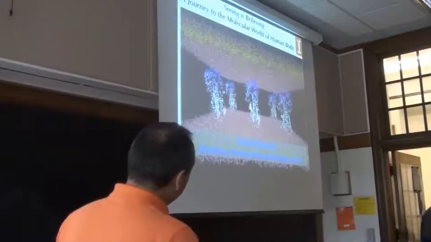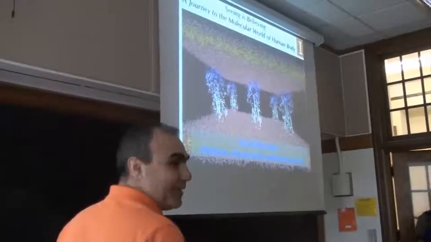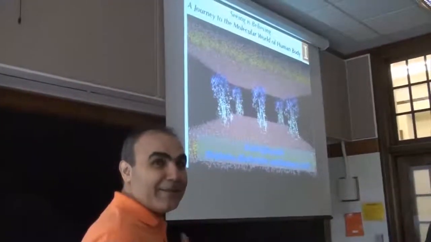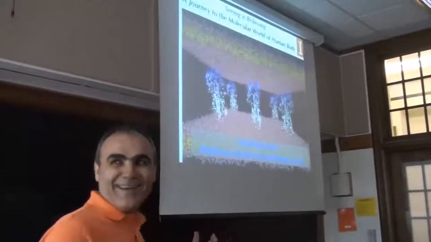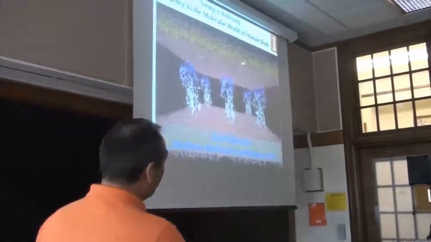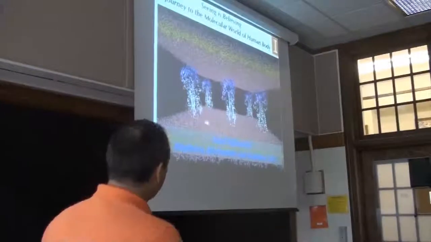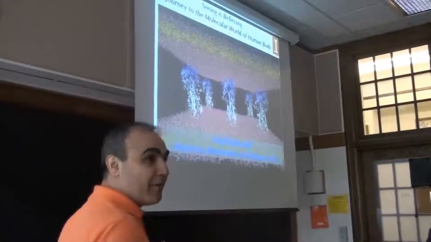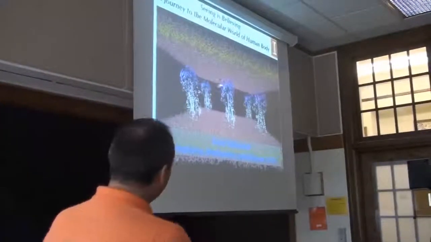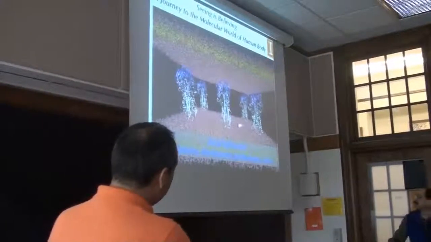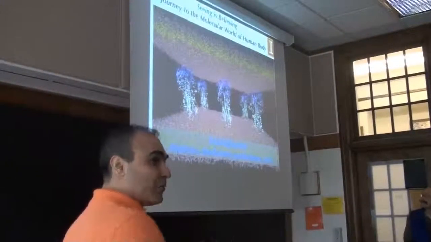I don't know if you want to make a guess what I'm showing here. Anybody wants to make a guess? It's a hurricane? No, these are actually two membranes. One of them is a virus membrane, a viral membrane. The other one is a host cell membrane, and that's how the virus approaches the host cell, trying to establish connection between the two membranes in order to get into the host cell.